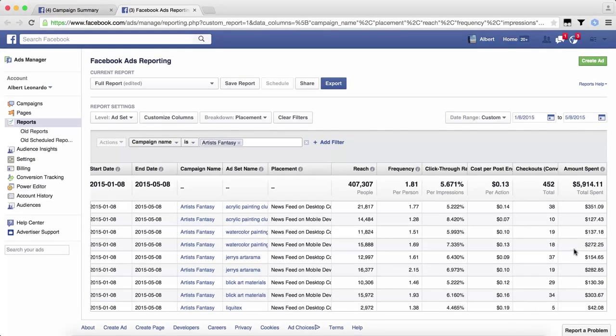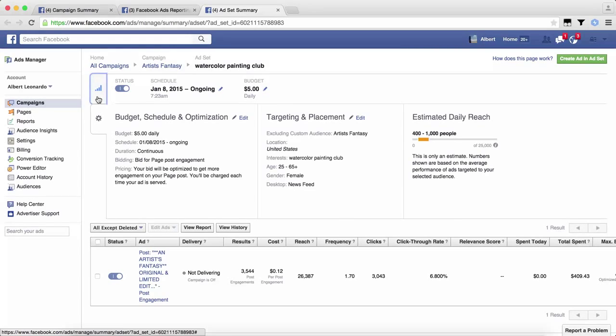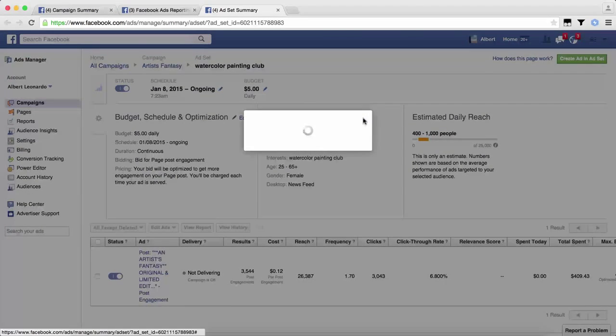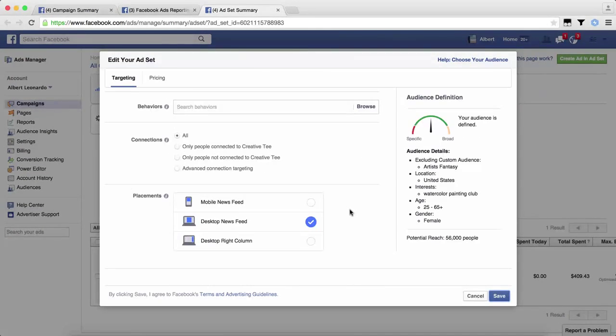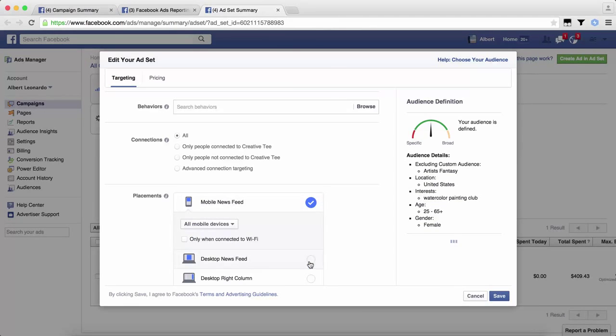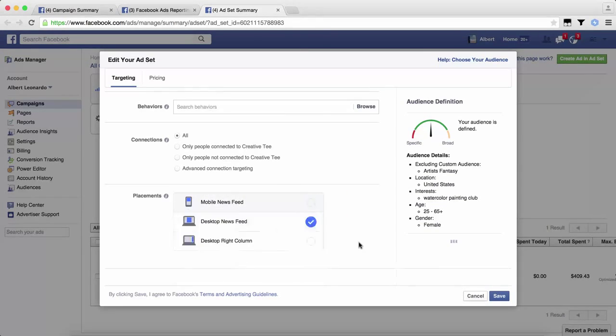So from the numbers here, we can conclude that the ROI for the desktop is far better than the ROI on the mobile. So in this case, if the ad is starting to perform slowly, you can turn the mobile ads off and just run the desktop going forward. The way to do it is you click this to go to the ad set. Then you edit the targeting and placement, and you can change the placement here, whether you want mobile only or desktop only.